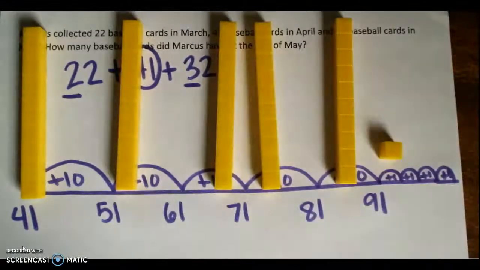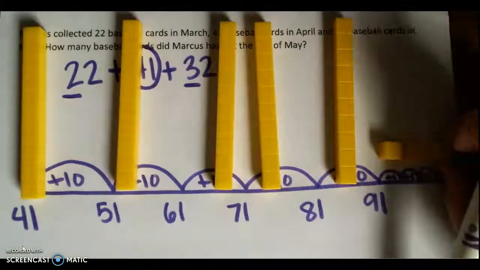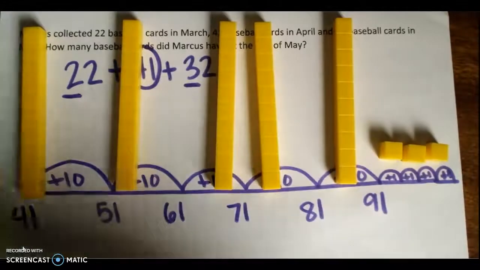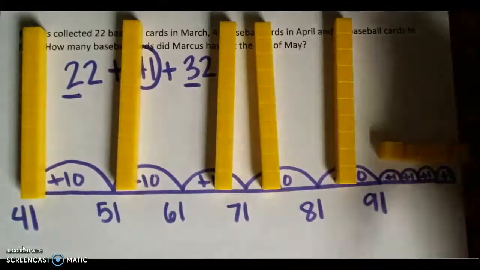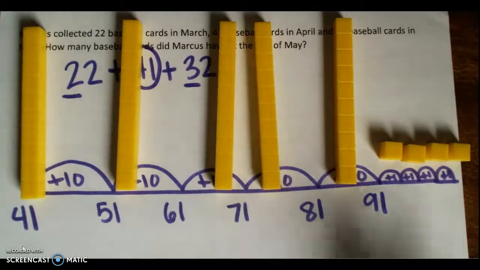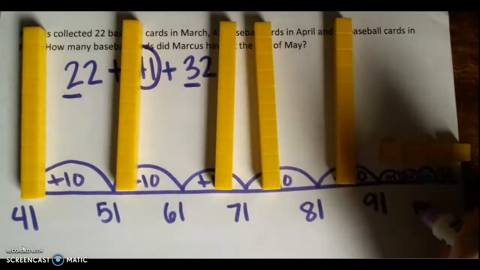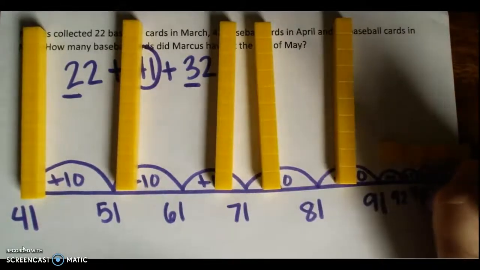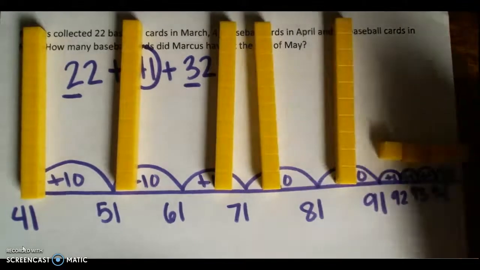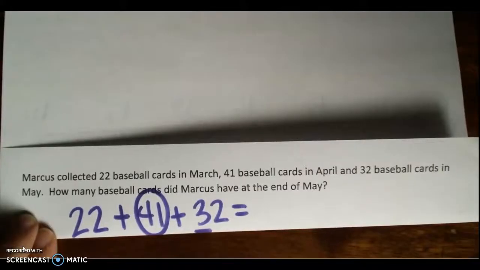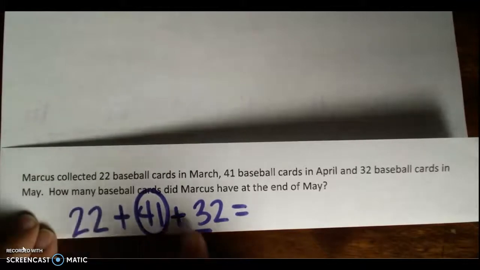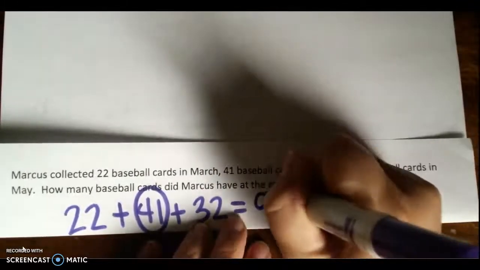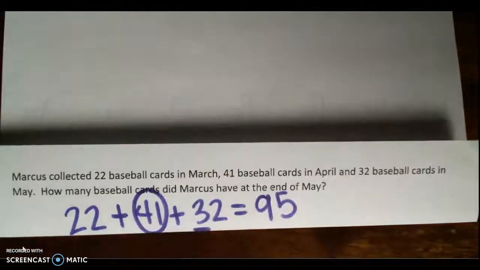So I will add my four ones, okay? 91 plus 1 is 92, plus 1 is 93, plus 1 is 94, plus 1 more is 95. Okay, so we can look back at our original equation, and know that 22 plus 41 plus 32 is 95. Good job, mathematicians.